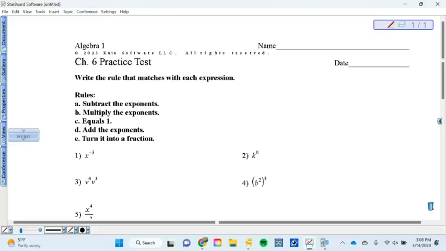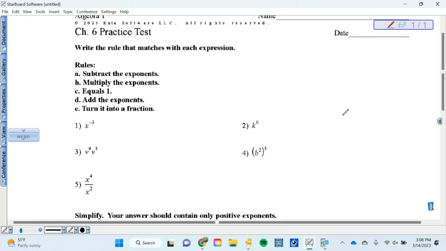Is just match up each expression with the rule that applies to it. So number 1, what rule is that? Not equals 1. Turn it into a fraction. What kind of exponent is this? It's a negative exponent. When we have negative exponents, we've got to change the place of the base and change the sign. So it kind of turns into a fraction.